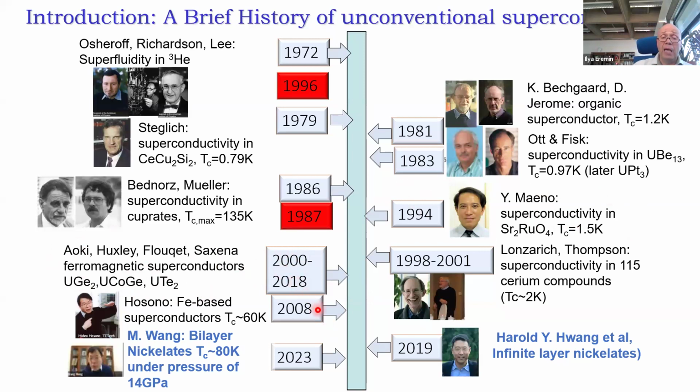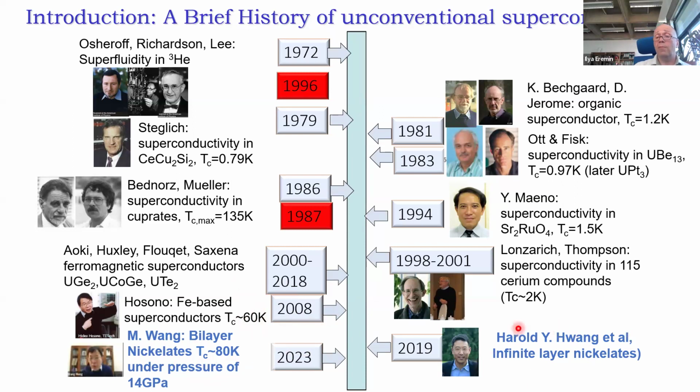Now, in 2008, superconductivity entered, so to speak, the iron age because Hideo Hosono discovered iron-based superconductors, where the maximum superconducting transition temperature is of the order of 60 K. And last year, our community was shaken by the discovery of high TC superconductivity, but under pressure of about 14 GPa in bilayer nickelates. And as I'm going to show you, superconductivity in nickelates has a lot in common with superconductivity in cuprates.